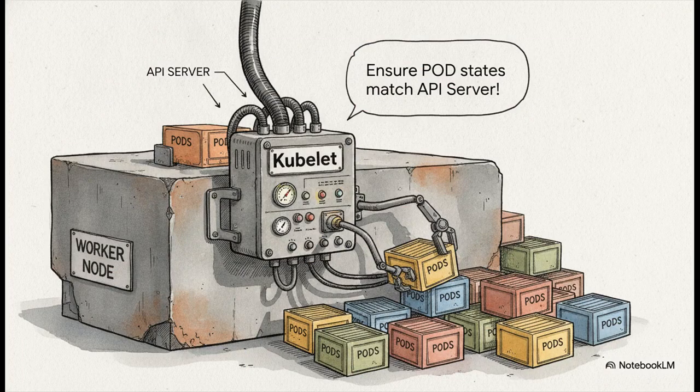Down on the worker node itself, we have the kubelet, which acts as the site foreman. It's constantly communicating with the control plane to ensure the right pods are running. The kubelet is just a daemon that lives on every single worker node. It listens carefully to instructions coming down from the API server and makes absolutely sure that the desired state of the pods on its specific node is maintained at all times.